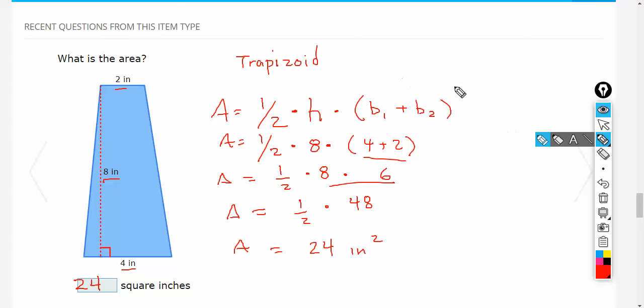Alright, so the answer to this problem is 24 inches squared. Okay, I'll review the problem. I went kind of fast. We did area equals half height times the sum of the bases. We substituted the values. We substituted the height. We substituted the length of the bases, 2 and 4. Then we added it. Got 6. Multiplied times 8, got 48. Half of 48 is 24.